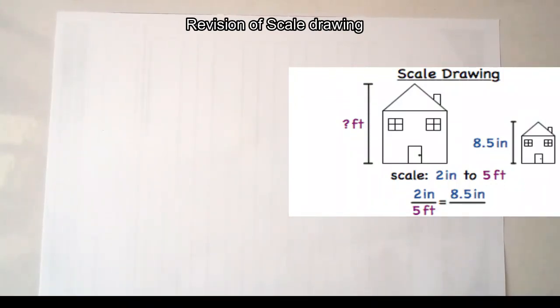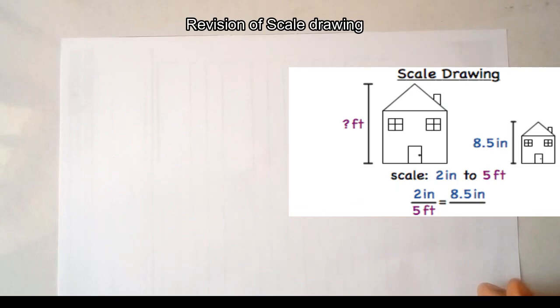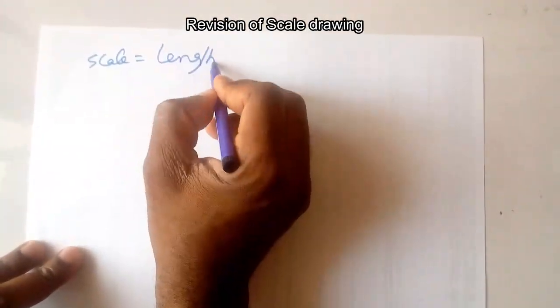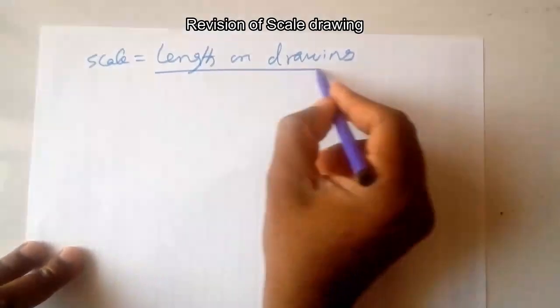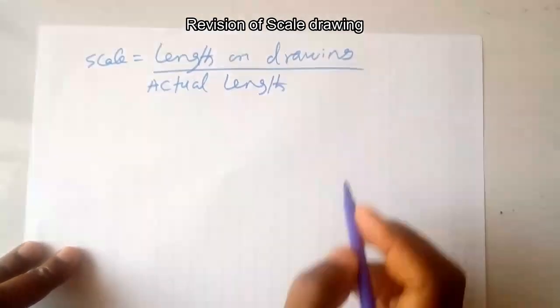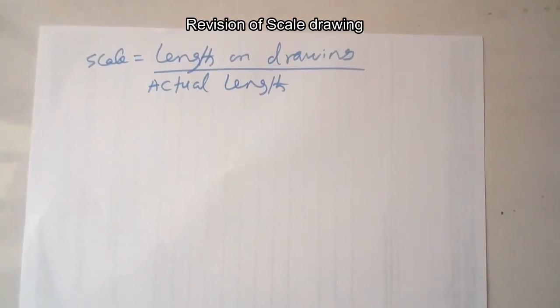That is why we are going to look at scale, how to choose scale, or how to make use of scaling. We make use of scaling in drawing, construction, even in our maps. The formula I'm going to give you is what we are going to use throughout. The formula for scale is length on drawing over corresponding actual length. This is the formula we are going to use to calculate scale.